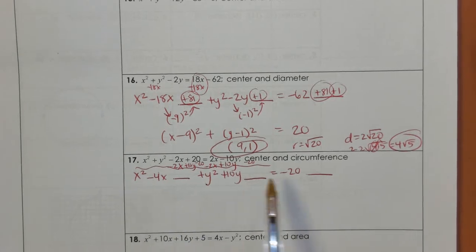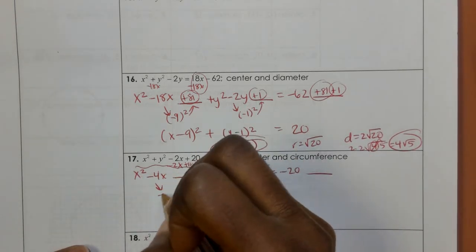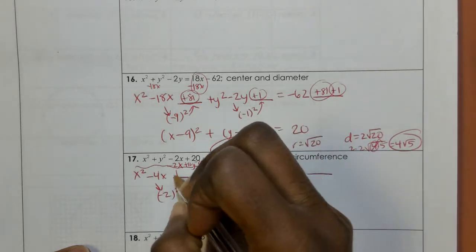So this is just rearranging the equation and getting x's grouped together, y's grouped together, and then the constant by itself. Alright, so taking half of this, I get negative 2, and I want to square it. So I'm going to be adding 4.